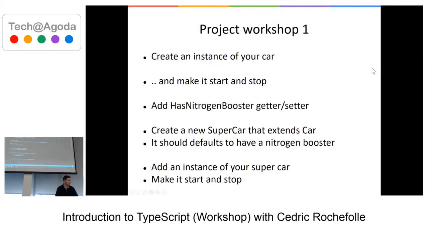So let's create an instance of a supercar. Sorry, I'm jumping a little too fast. Let's create a new class, supercar or boost car, or whichever name you want to give it, right? That extends a car. So we are not going to implement the interface iVehicle directly. We're going to extend the car, which indirectly implements iVehicle.